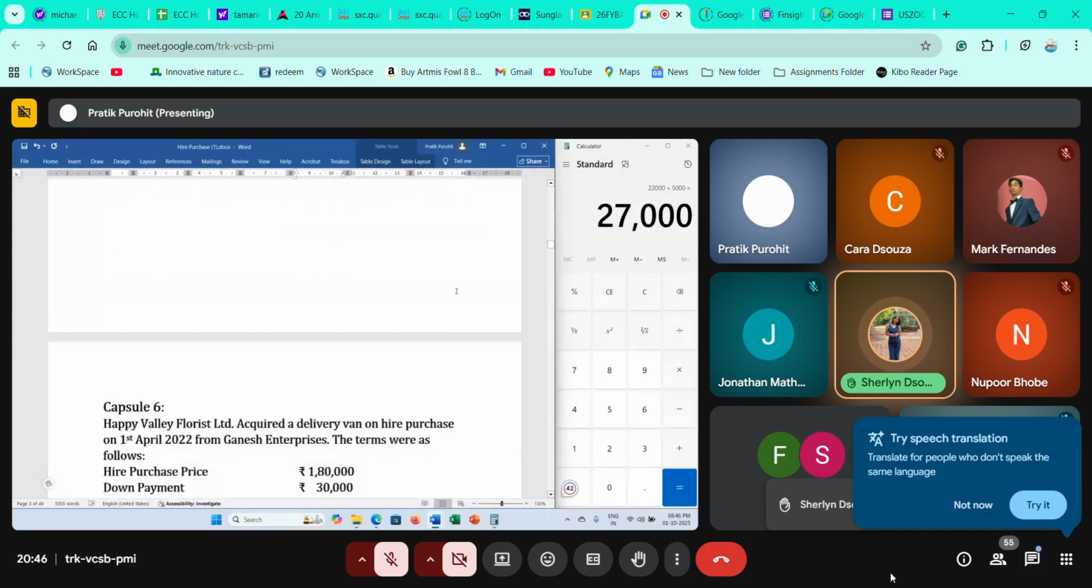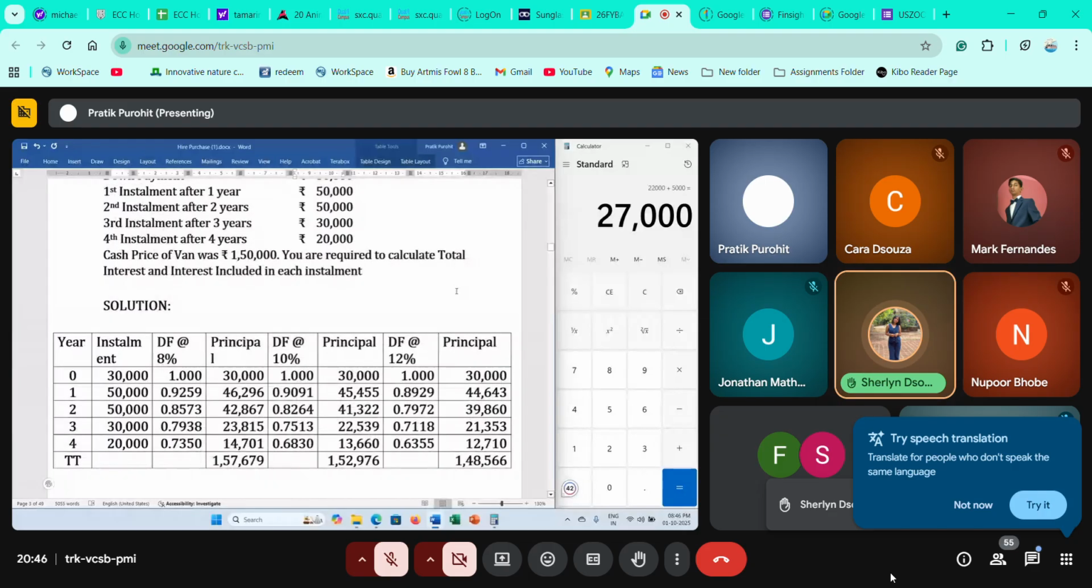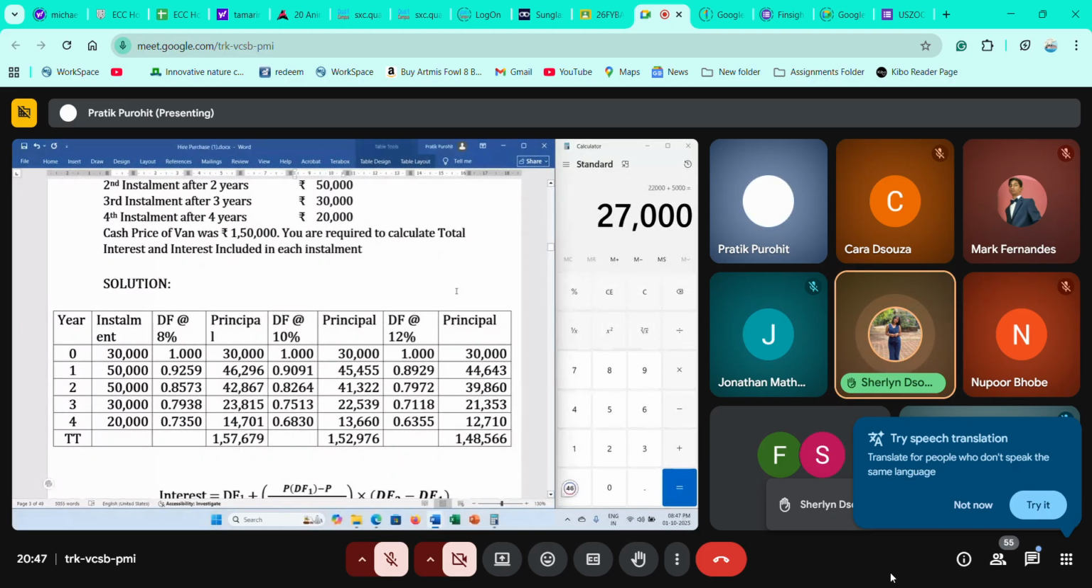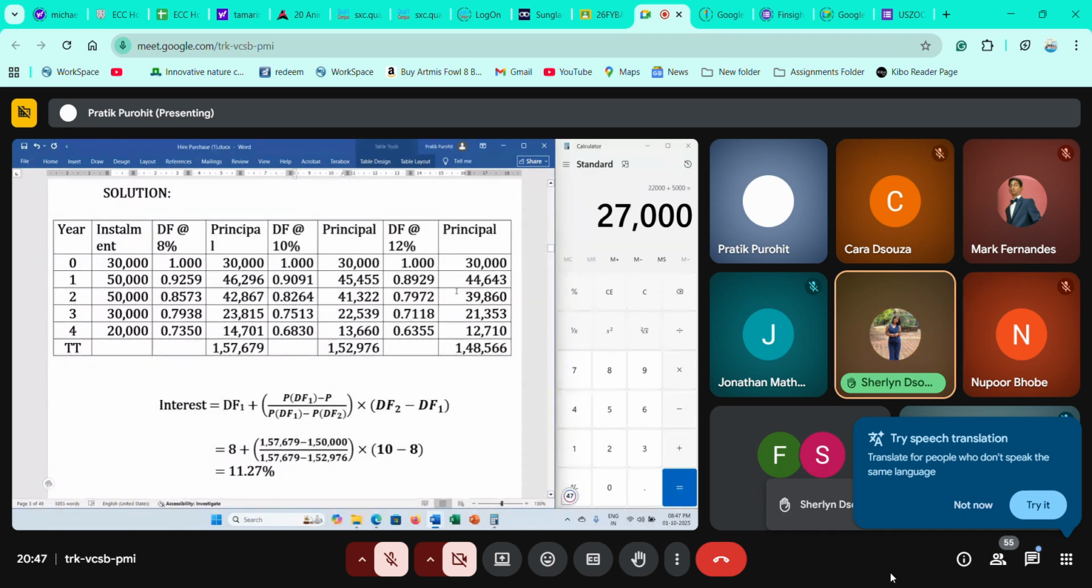Yeah, I understood why you took 8%, 10%, and 12% because you wanted to know the amount. But then how did you get 11.23%? Like what average did you take?